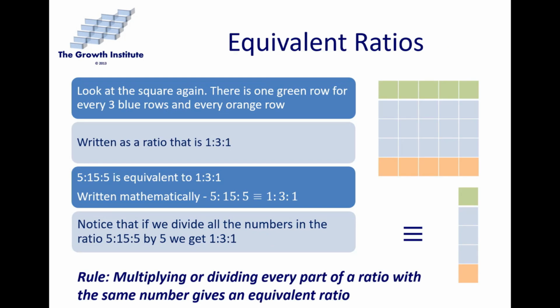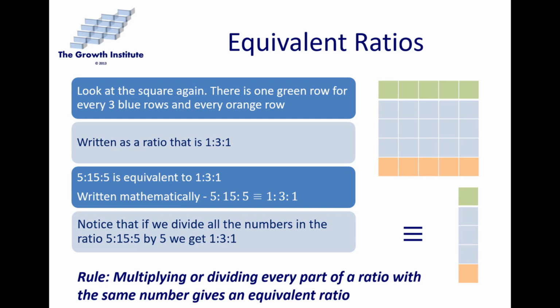Now we get to something we call equivalent ratios. If we look at the same square again, we can now say there is 1 green row for every 3 blue rows and every orange row. And that ratio we will write as 1 to 3 to 1. And so we can now see that 5 to 15 to 5, that is when we talk about the little blocks, is equivalent to 1 to 3 to 1, which is the rows.